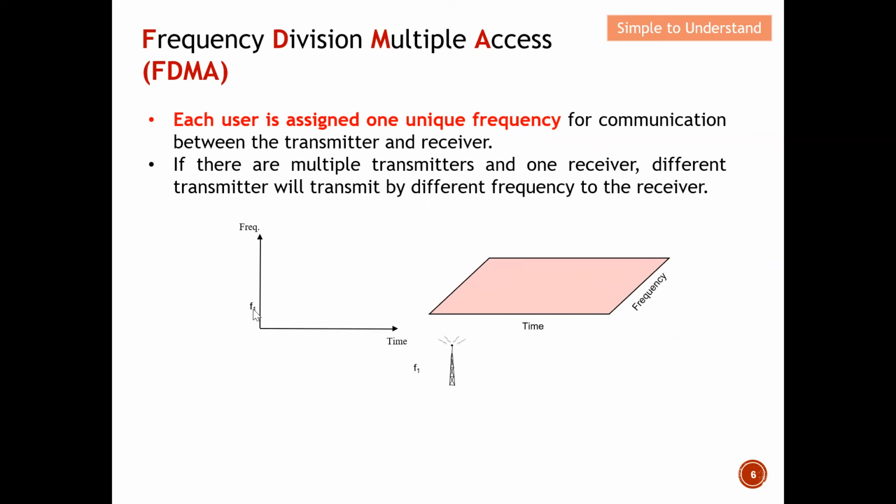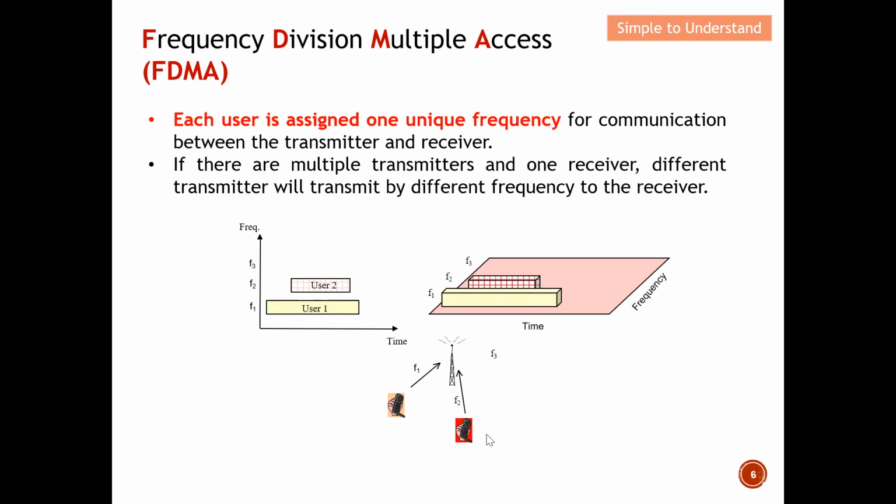Okay, so basically from here you can see that this is frequency versus time. For example, the first user talks to the base station. You can see that the first user occupied frequency 1, and they actually occupy all the time. And then let's say there's another user 2 talking to the base station at a different time.